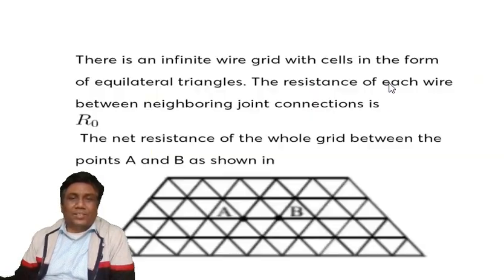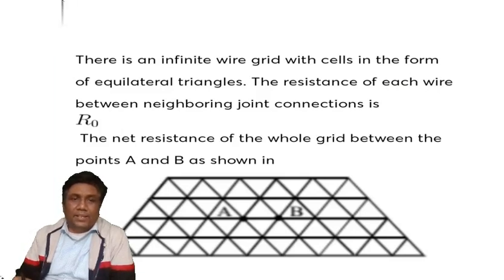The question is this, please go through it. There is an infinite wire grid with cells in the form of equilateral triangles. The resistance of each wire between the neighboring joint connection is R0. The net resistance of the whole grid between the point A and B is, we need to find out.